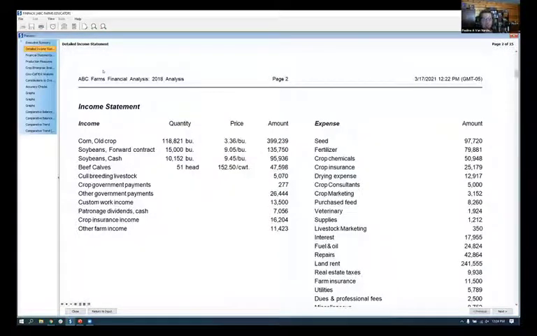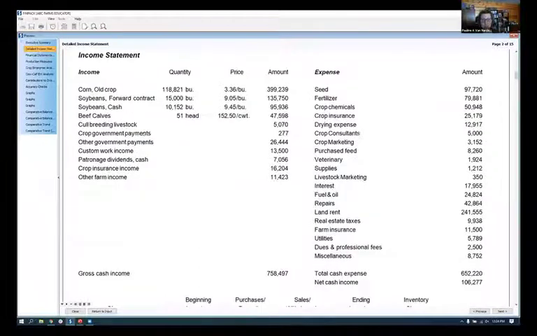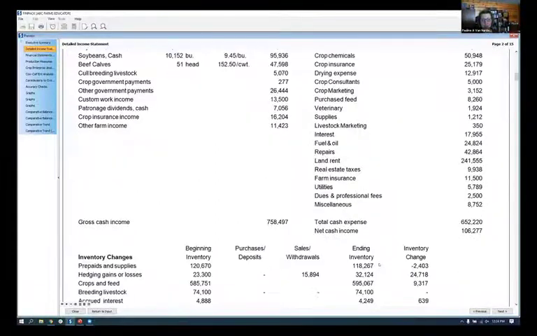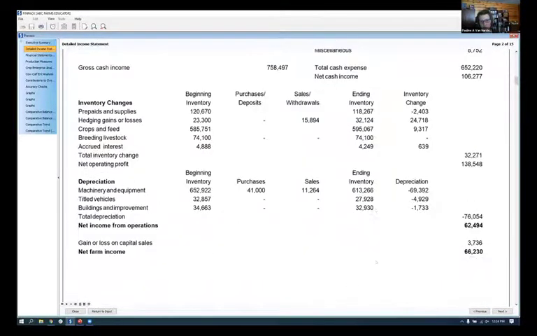Then, just like with the balance sheet, as we dig into the following pages, we'll see a lot more information. To start here, we'll get income statement information. We can see cash income for the year and then the impact of the inventory changes to get to that accrual adjusted income statement.